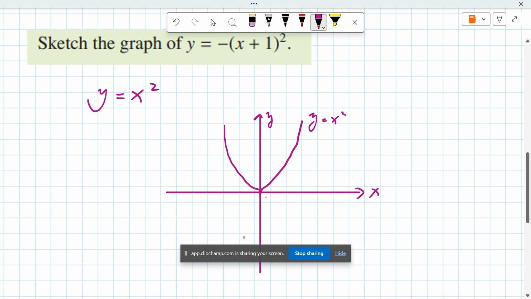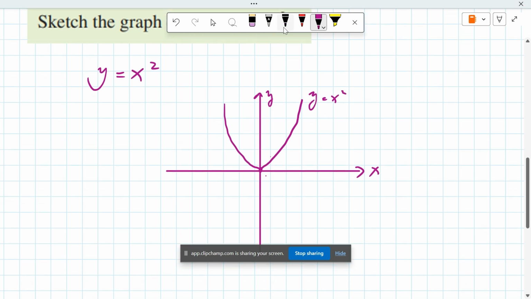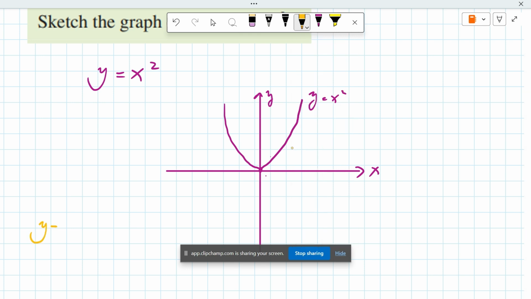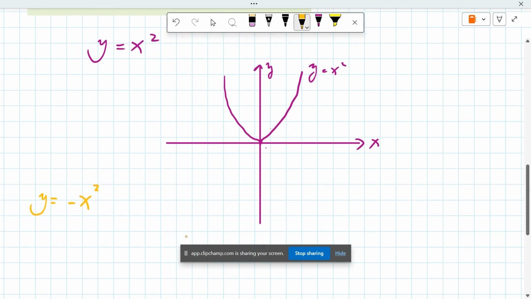Now we do a little bit more, side by side. We do y equal to negative x squared now. Negative x squared is a reflection in the x-axis, so it looks exactly like y equal to x squared, just reflected, so negative x squared.